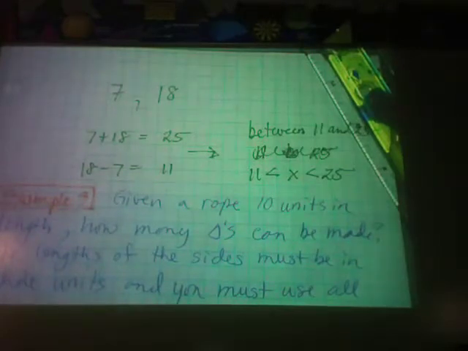So what I'm asking you to do is come up with 3 lengths. You have to take that 10 unit rope, whatever the units are, feet, whatever, and cut it into 3 pieces. You have to use all of the rope. Can't have anything left over. Those 3 pieces should add up to 10. And you can have 2 pieces that are the same.